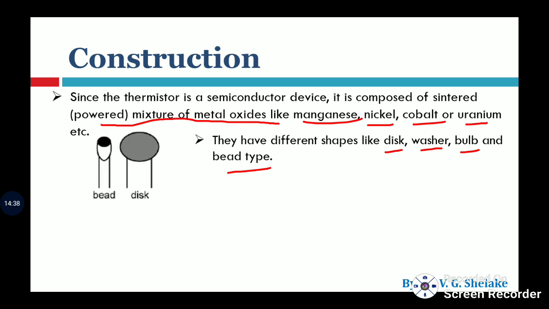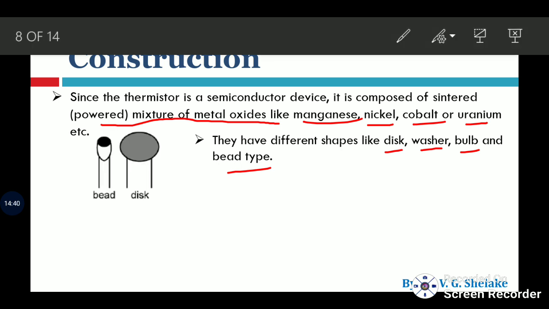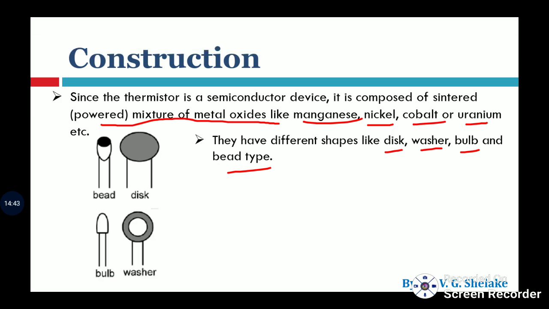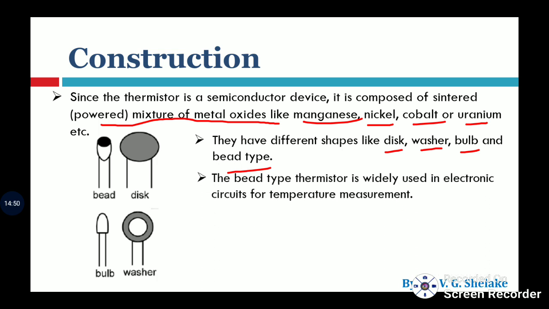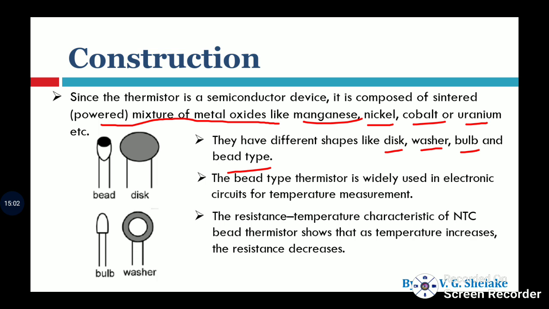This is the bead type, disc type, bulb type and washer type. Depending on our application, we have to choose the particular thermistor. The bead type thermistors are widely used in electronic circuits for temperature measurement because these are low cost and easy to construct. The resistance temperature characteristics of NTC bead type thermistors show that as the temperature increases, resistance value decreases.